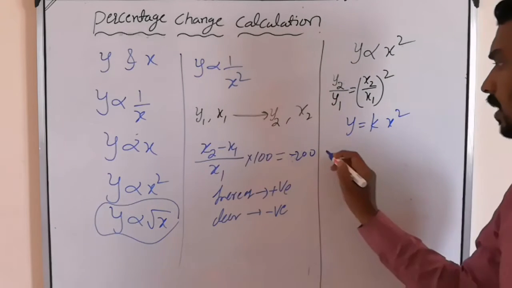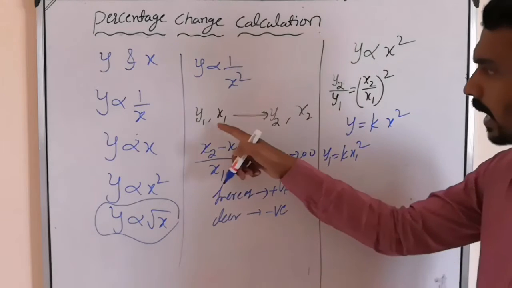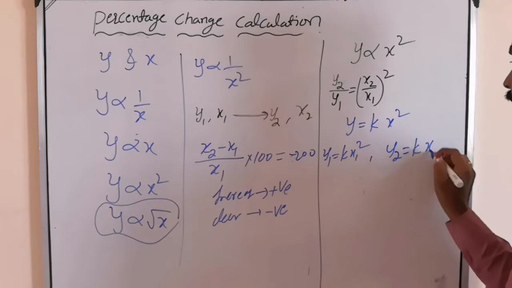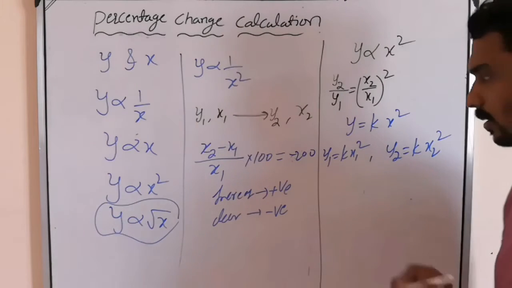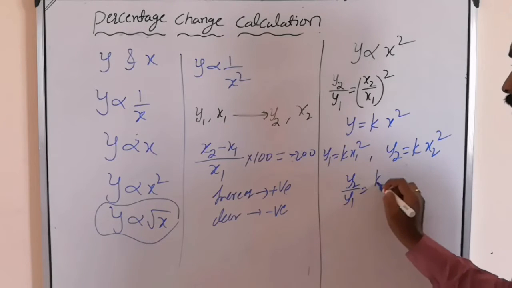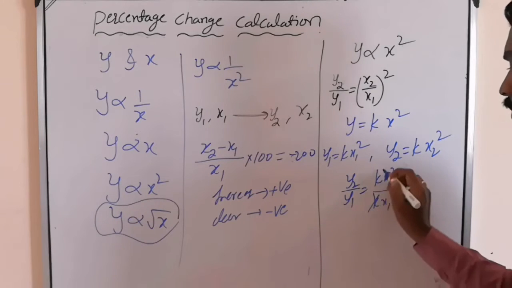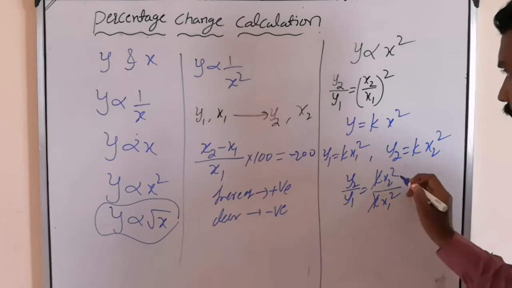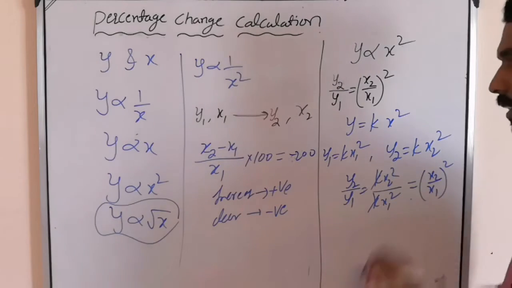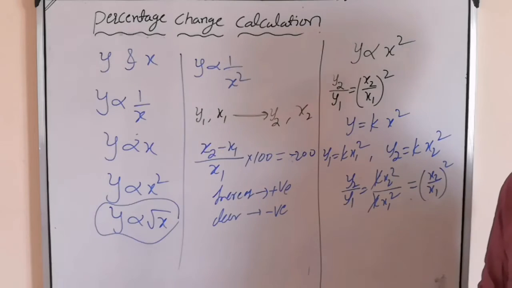Initially x1, y1 substitute: y1 equals kx1 square. Finally they change it to y2, x2. So y2 equals kx2 square. If you divide these two, y2 by y1 equals kx2 square by kx1 square. The k gets cancelled, so it is x2 by x1 whole square.